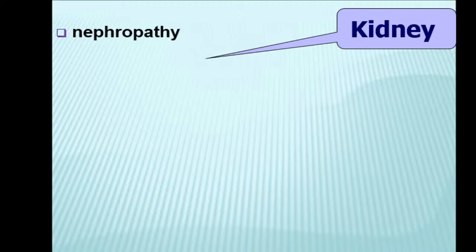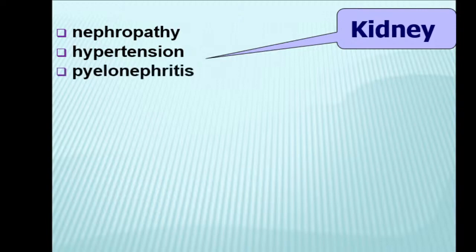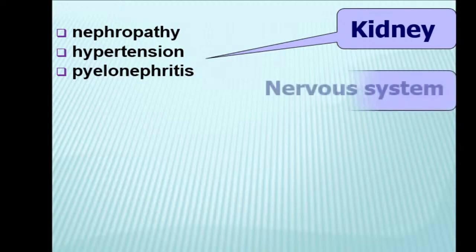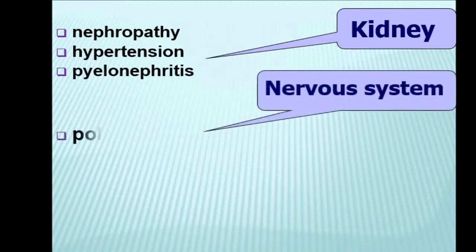Kidney affection is called nephropathy, and in this disease we will see diabetic nephropathy, affection of glomeruli and other structural units of the kidney, clinically manifested with hypertension due to decreased immune response. I said to you about pyelonephritis, a chronic inflammatory process of the kidney.